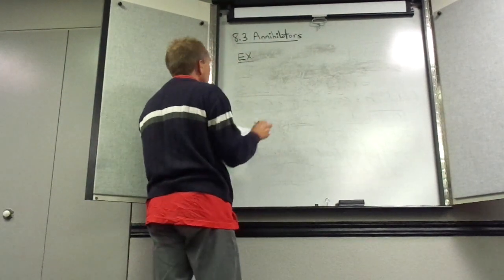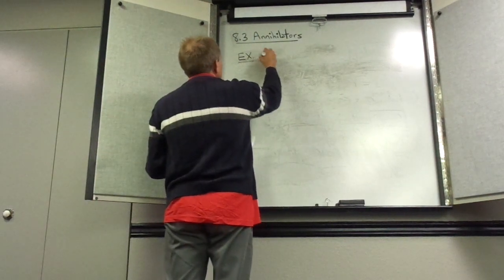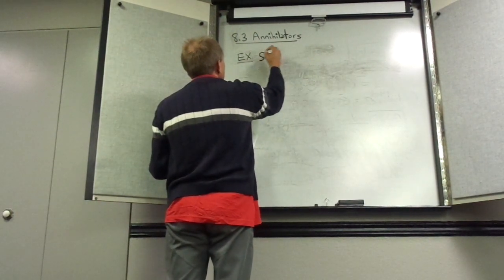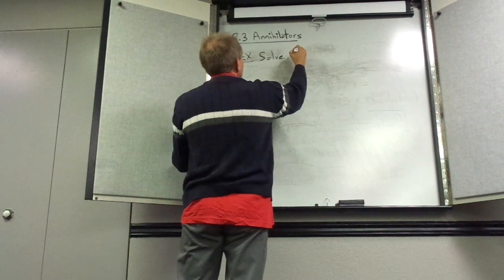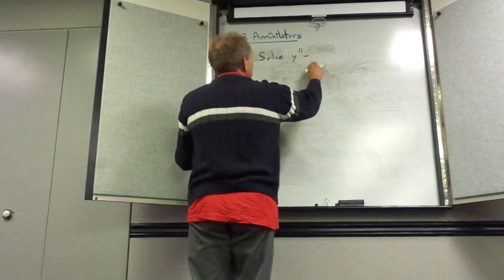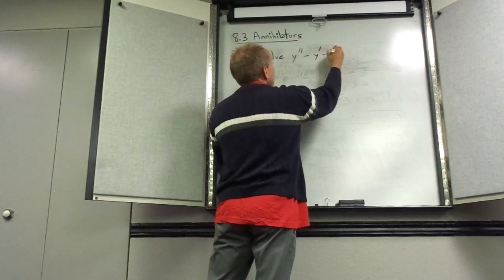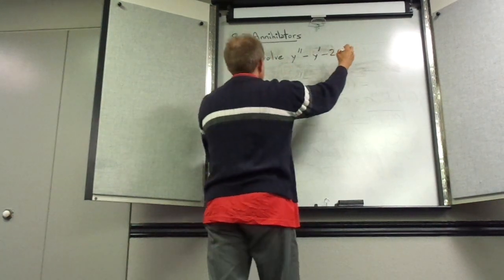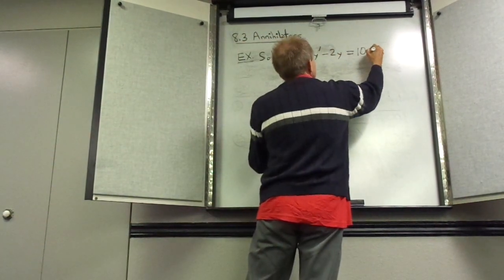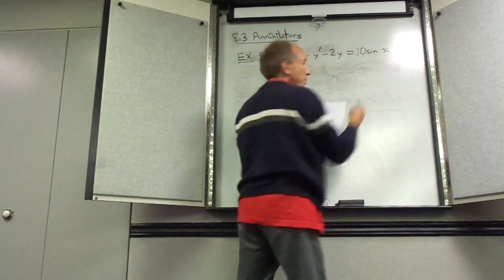Let's try this example. So let's try to solve, I hope this marker is showing up okay, y double prime minus y prime minus 2y equals 10 times the sine of x.